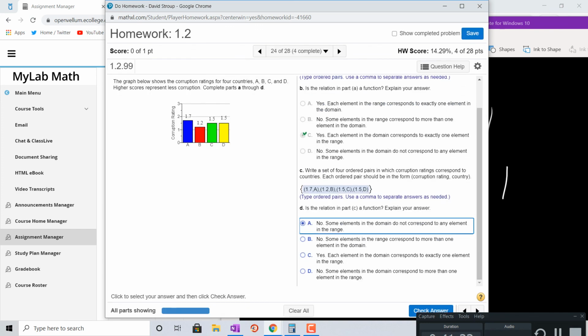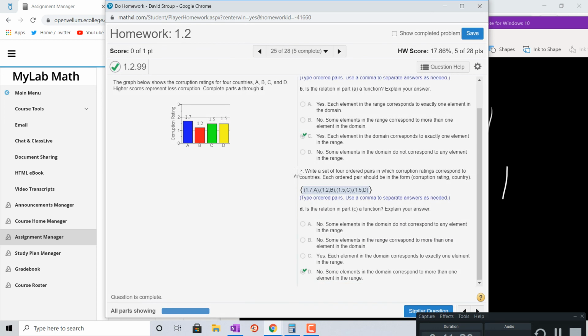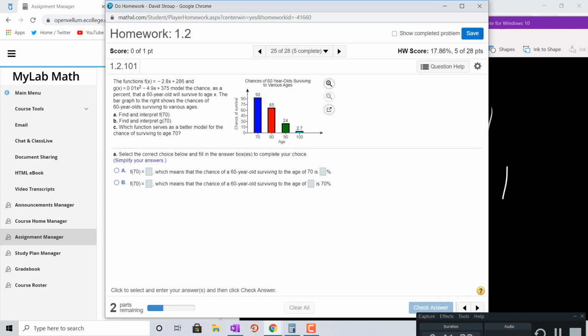No, some elements in the domain go to more than one element in the range. And then there's that.